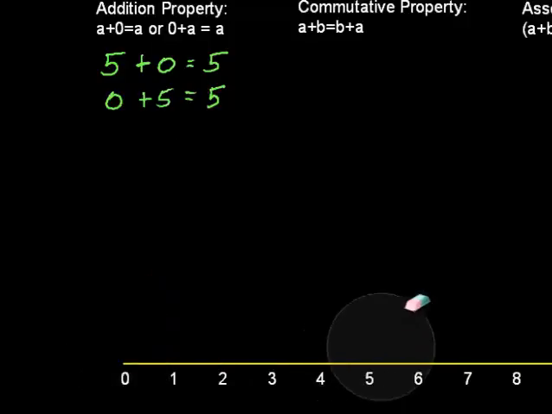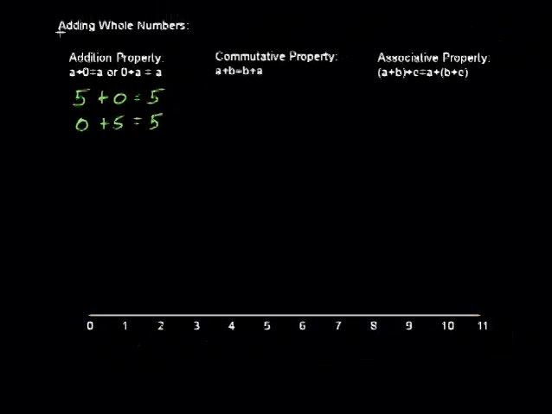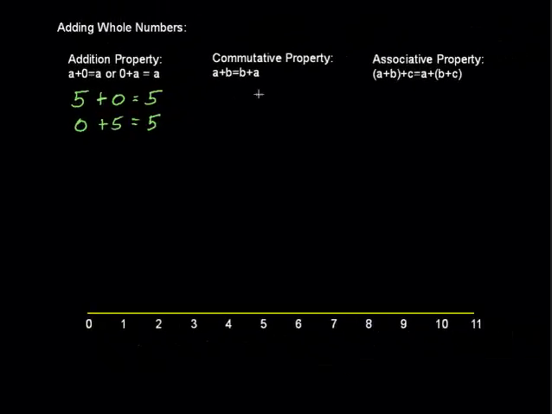And then the next property is the commutative property. Basically what this states is a plus b equals b plus a. Meaning that if you have two numbers and they're added together, it doesn't matter which order you add them, they'll still come up to the right answer. So if we had 3 plus 4, and we'll rearrange this to 4 plus 3.